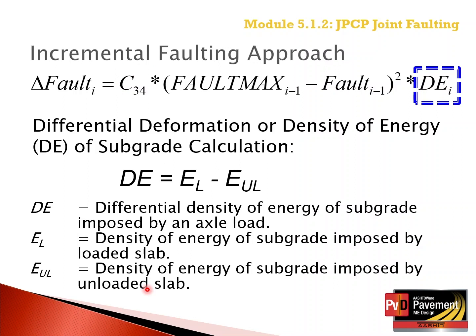Next, let's define the differential deformation or energy variable. The DE_i is the differential deformation or differential density of energy of the subgrade imposed by an axle load. The differential density or energy of the subgrade is defined by the density or energy of the subgrade under the loaded and unloaded sides of the transverse joint, as defined in the above equation.